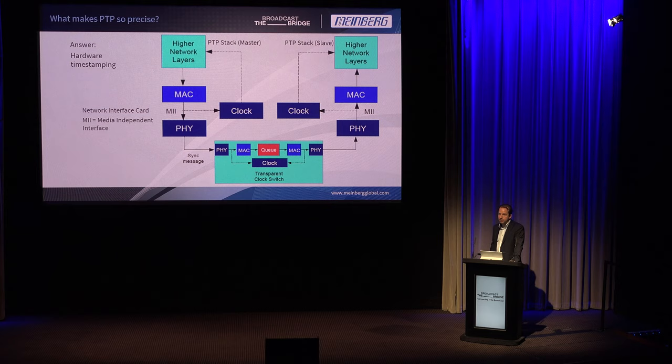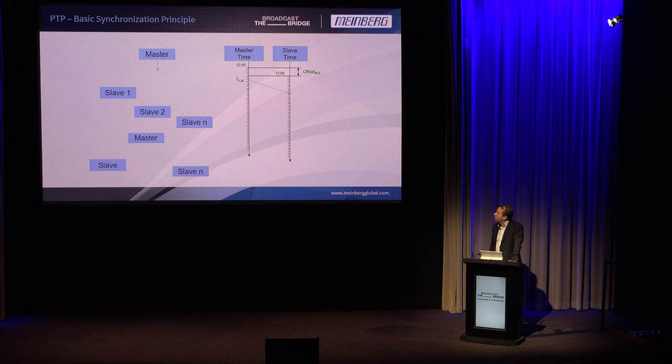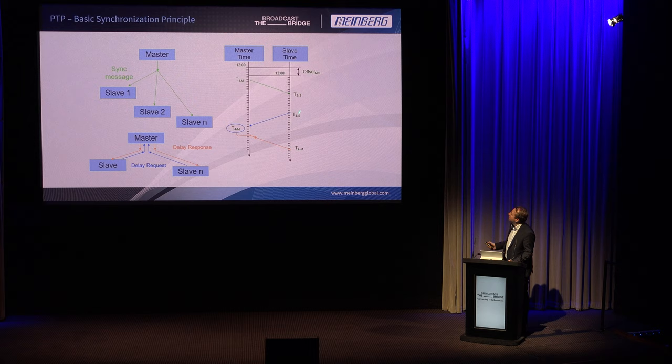So how is the message exchange going between master and slaves? First, the master sends out a sync message to all the slaves in the network. This is mostly done via a multicast message. And the slave afterwards sends a message back to the master to measure the delay, and the master then responds to it. On the slave side, you have then four timestamps in total collected.